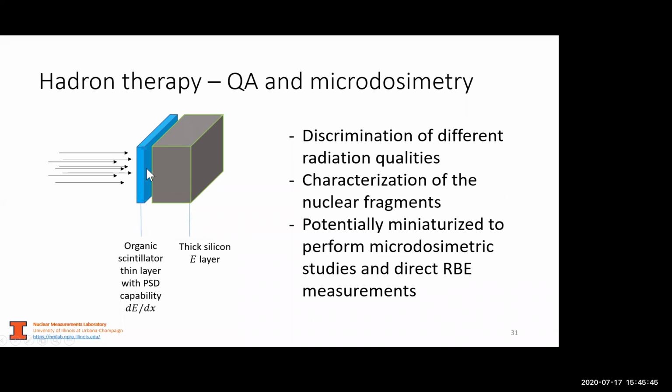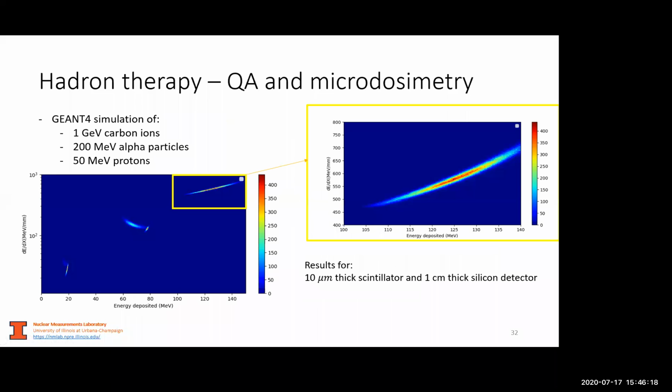But instead of encompassing two layers of the same type of detector, we have an organic scintillator at the entrance and a thick silicon layer as the so-called E stage to measure the full energy deposited. This configuration allows to discriminate different radiation qualities and to characterize nuclear fragmentation, and potentially, if miniaturized, it could perform microdosimetric studies.